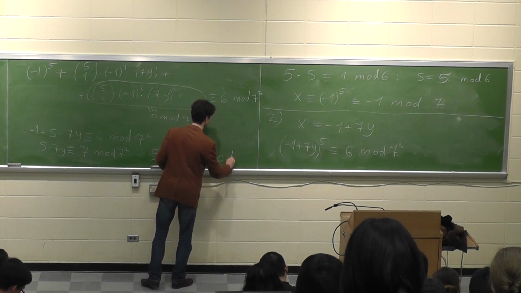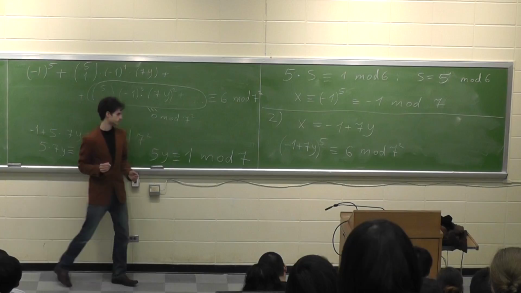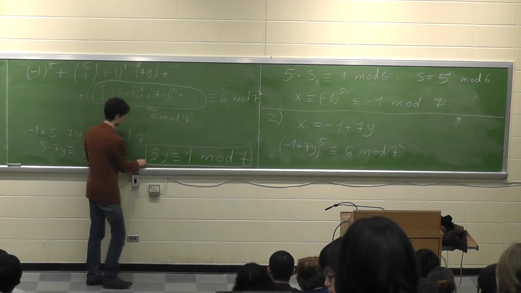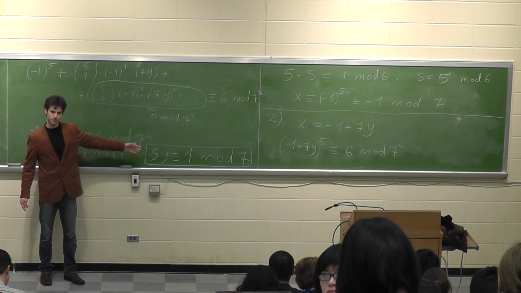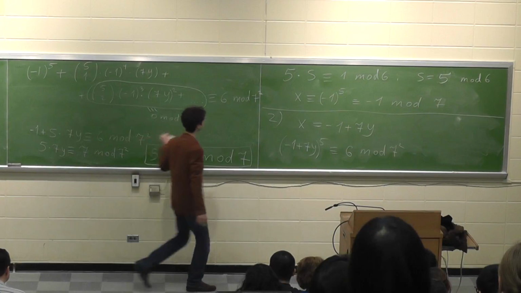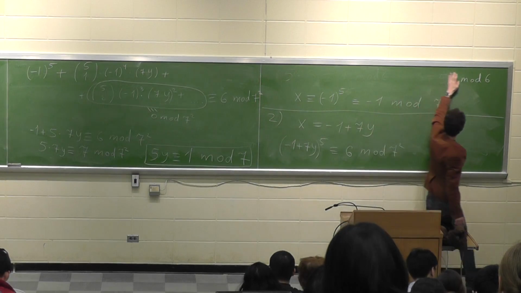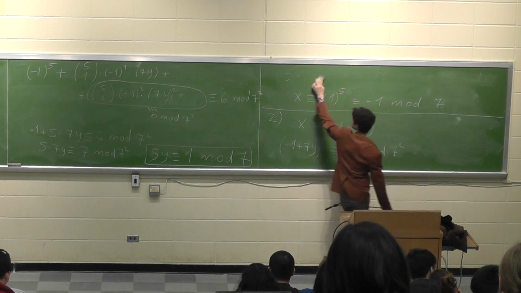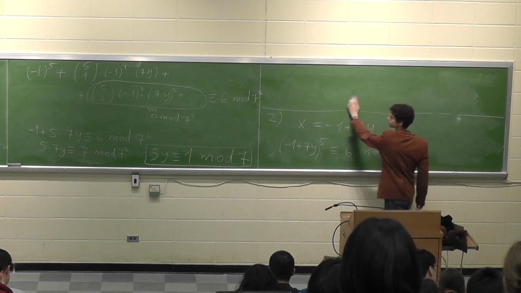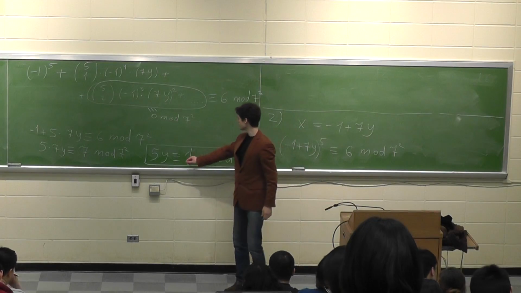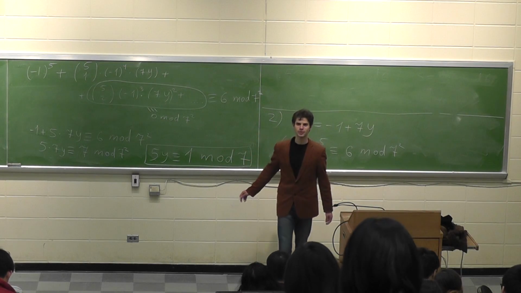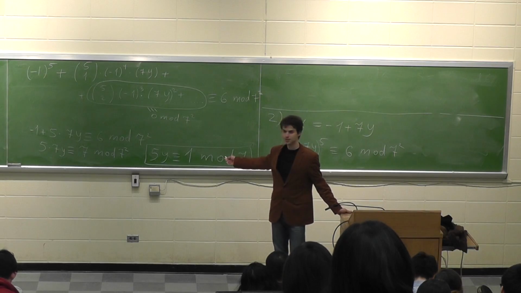Now modulo 7. This congruence, well, of course they can solve it. It's just a linear congruence. How do I solve it? Well, I know it has one solution, 7 is a small number, once again, you can guess.